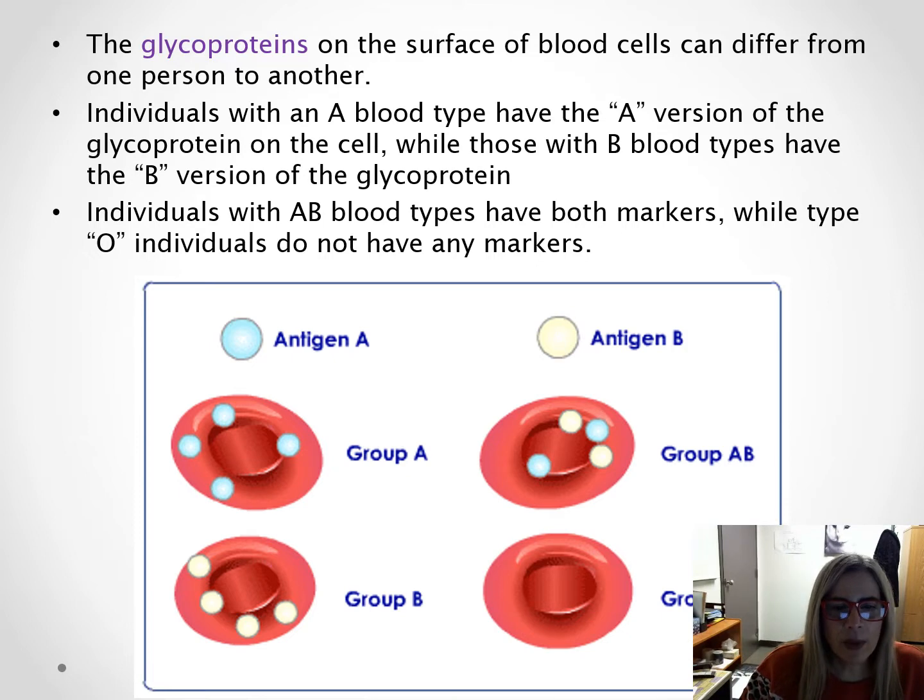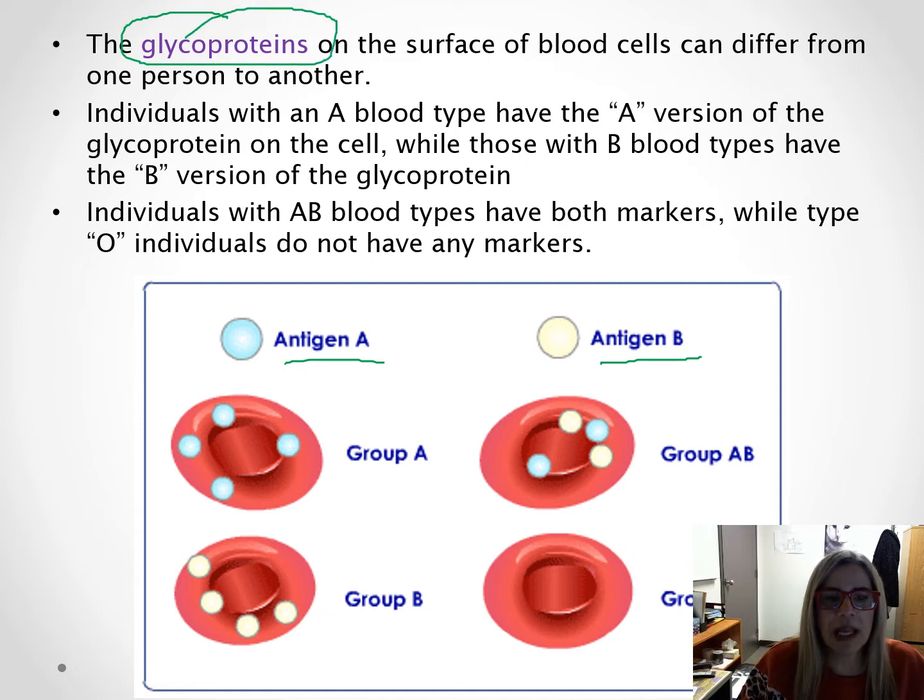We already talked a little bit about antigens, and remember that antigens are proteins or protein markers that we find on the surface of cells. When we are talking about blood cells specifically, red blood cells specifically, we call these antigens glycoproteins. So antigen is kind of an umbrella term. Glycoproteins are specific to red blood cells.